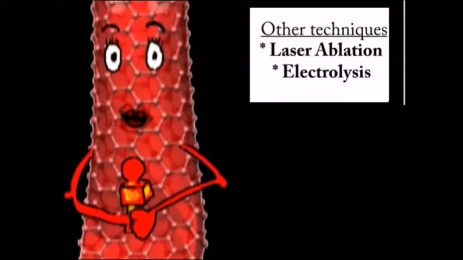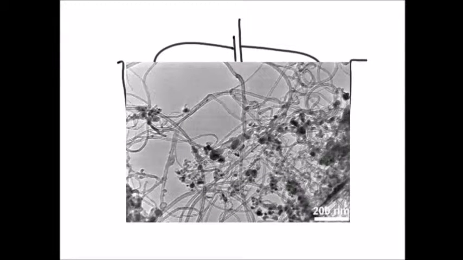Another less common technique is electrolysis. This technique is in some ways similar to the arc discharge, because it also uses two graphite electrodes. But in this case the electrodes are immersed in molten ionic salts. With this technique only multi-walled nanotubes are produced. They have very few walls, 10 to 15, and are normally bundled together.